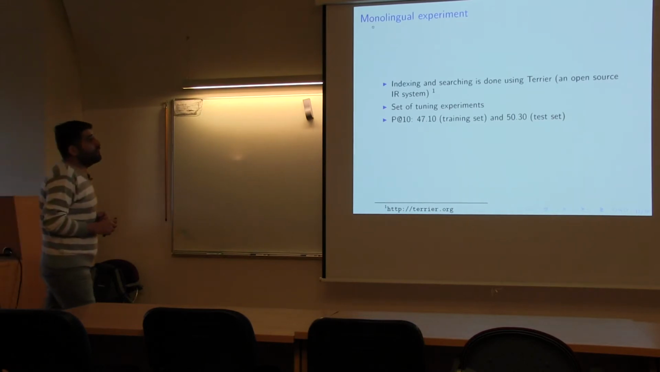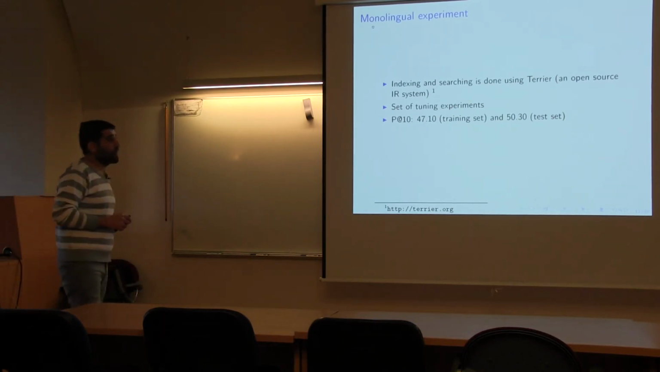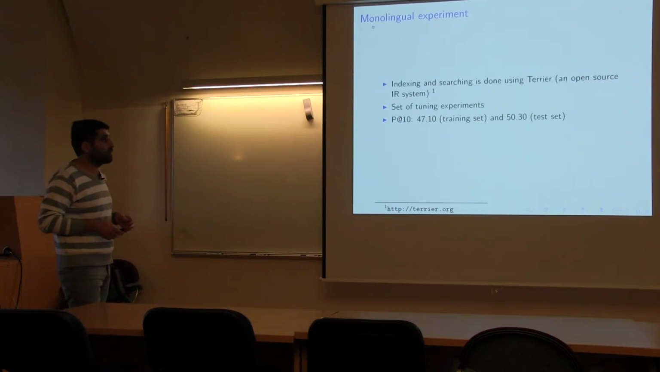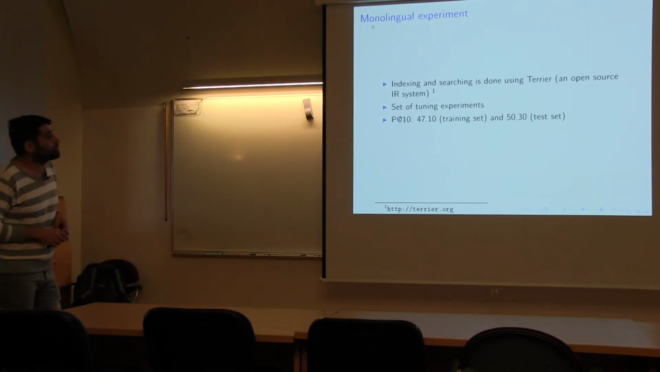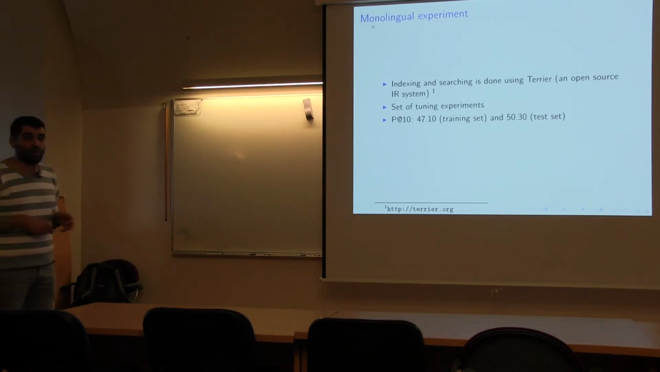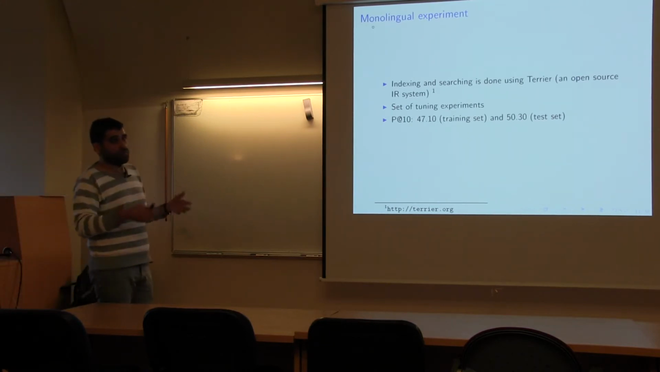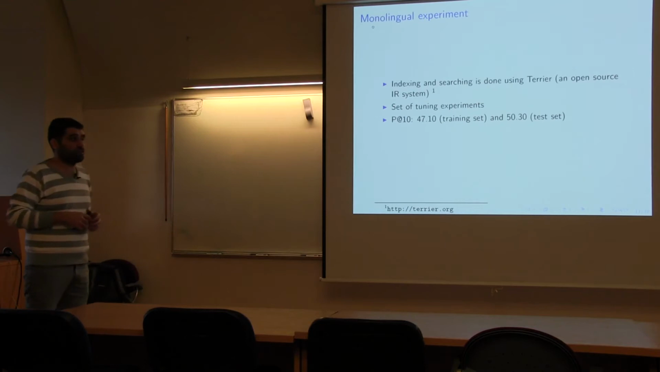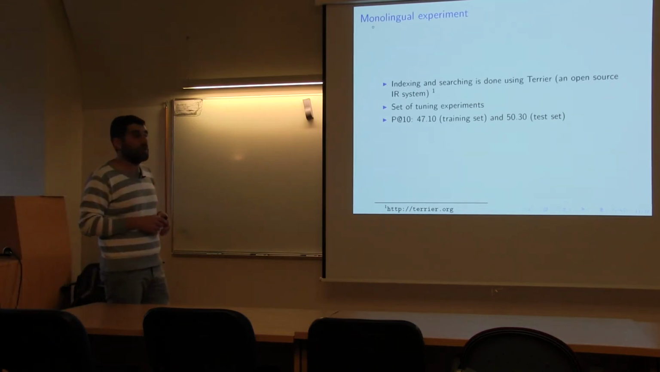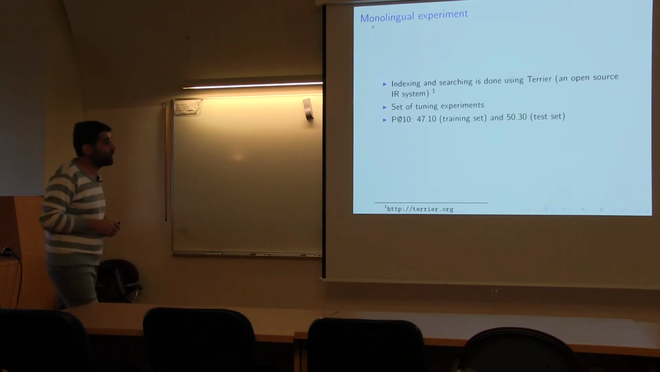For monolingual experiments, for monolingual IR, we indexed the collection using Terrier. It's an open source IR system available online. We conducted a set of experiments to tune our model, to select the best model for retrieval and the best parameters for this model for our collection.